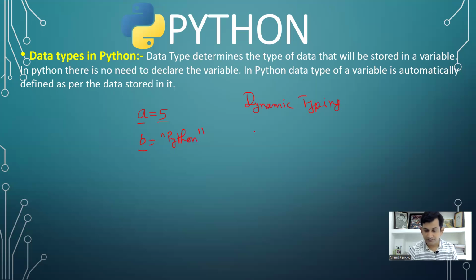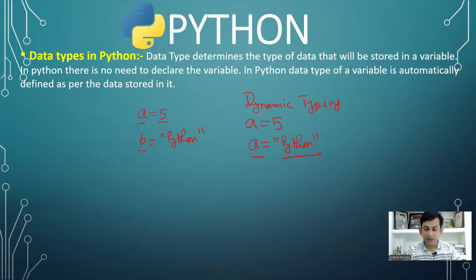Okay, let's see. Listen, consider here I'm storing A equal to 5. So what is the data type of variable A? It is int. Now further in the same program, if you're writing A equal to Python, what is this? It's a string. So now the data type of variable A will be changed. It will be of string type now.